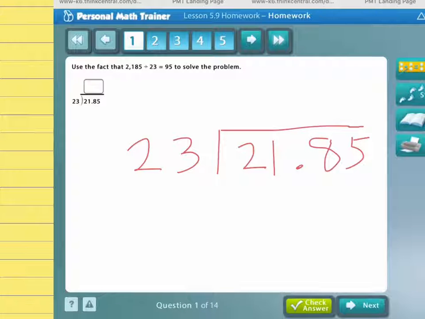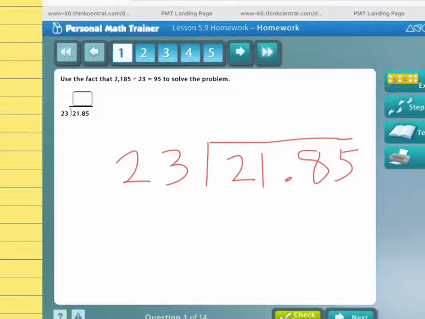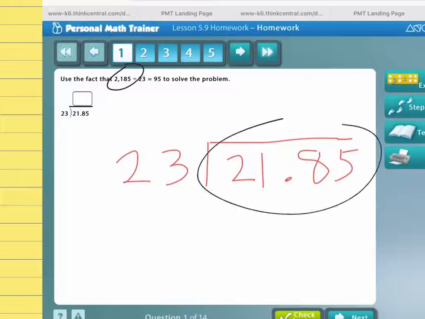So first problem, they're asking us to use mental math to help solve a problem. If 2,185 divided by 23 is 95, then what is 21.85 divided by 23? Well, if you notice, the only difference between this number and this number is the 2 decimal points. So just like we did with multiplication, it's the same with division. You just move that decimal point up to the top here and plug in your numbers. So the only difference are the 2 decimal points in the quotient. So the answer should be 95 hundredths or 0.95.